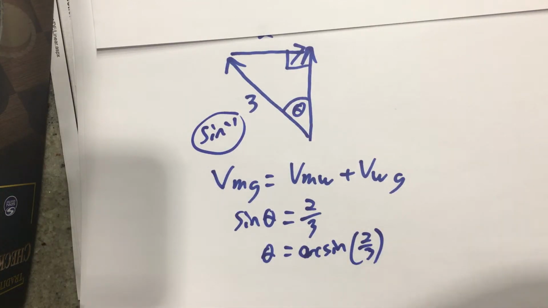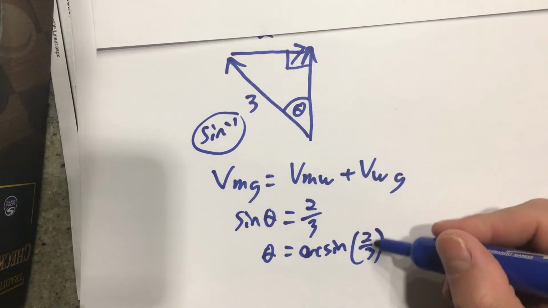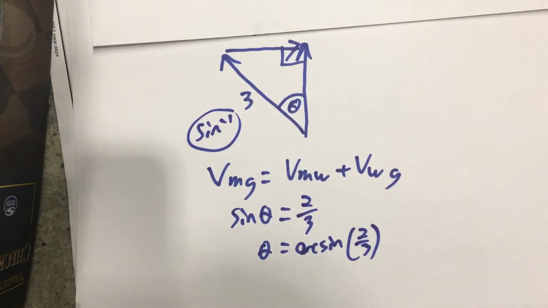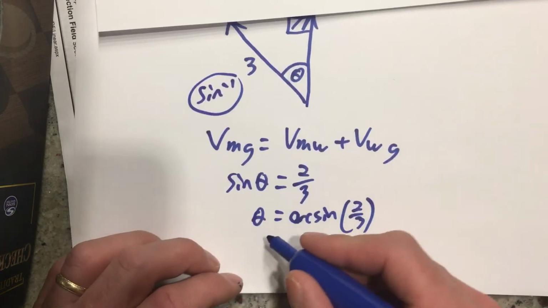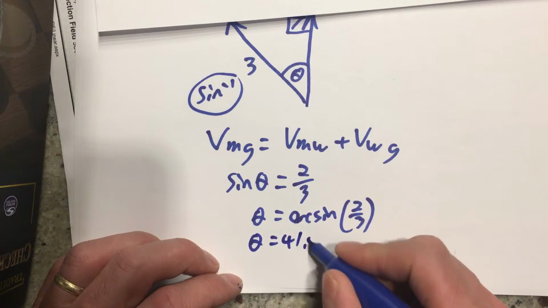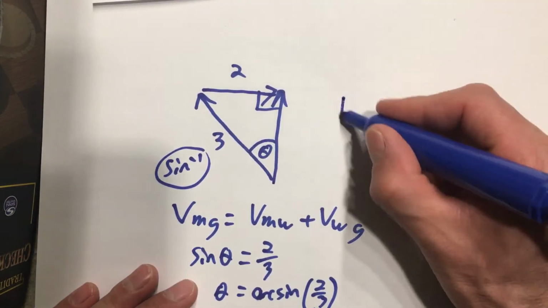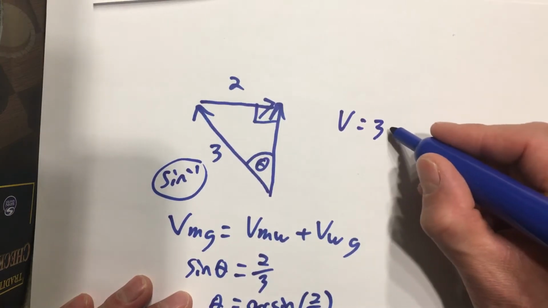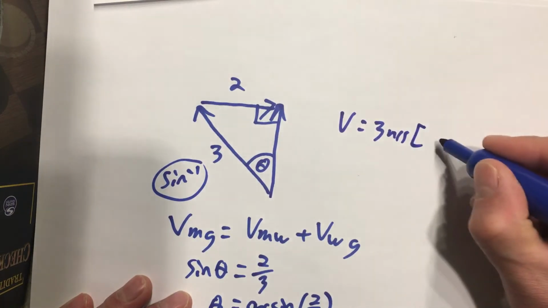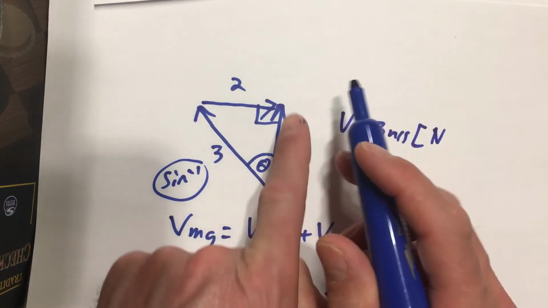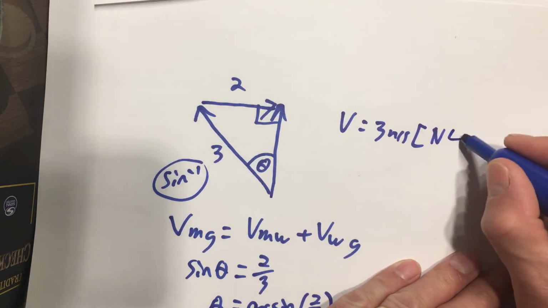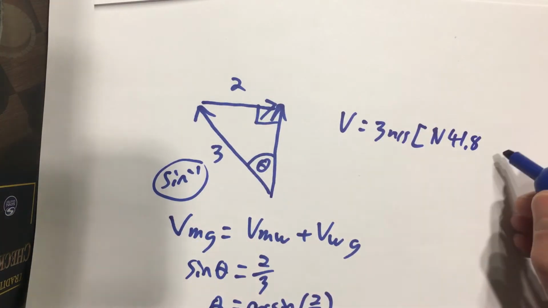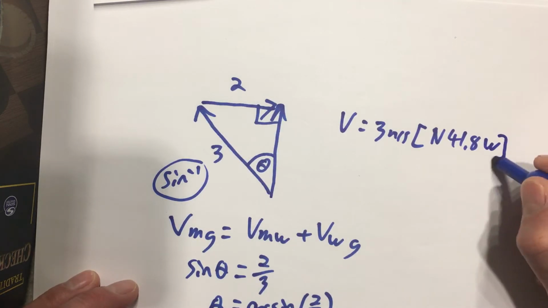Or if you're using a trig table, better to learn trig on a trig table, then just find that fraction and look backwards for the angle that goes along with it. And the inverse sine or arcsine of 2 over 3 is 41.8. So theta, that angle, is 41.8 degrees. So that means that your velocity has to be 3 meters per second, with a direction that's north, and then we're rotating, so we're pointing towards the west of north at an angle of 41.8 degrees. So that's north, 41.8 degrees west.